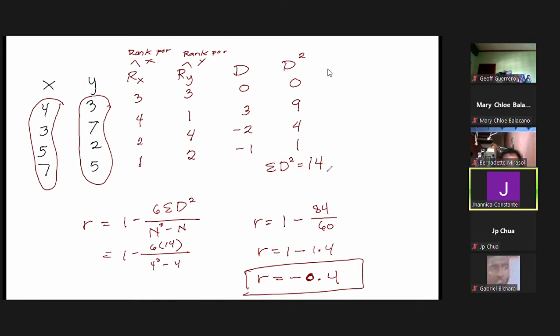But if you don't want to use this formula from Spearman, you can use the Pearson. If you have a lot of time to solve for the correlation, you can use the other one, the longer formula.